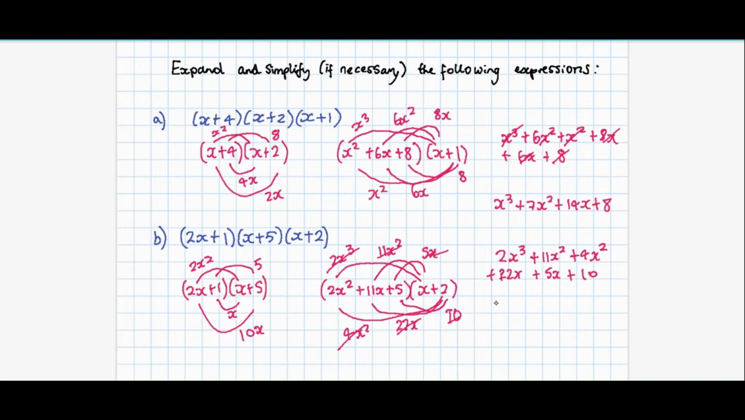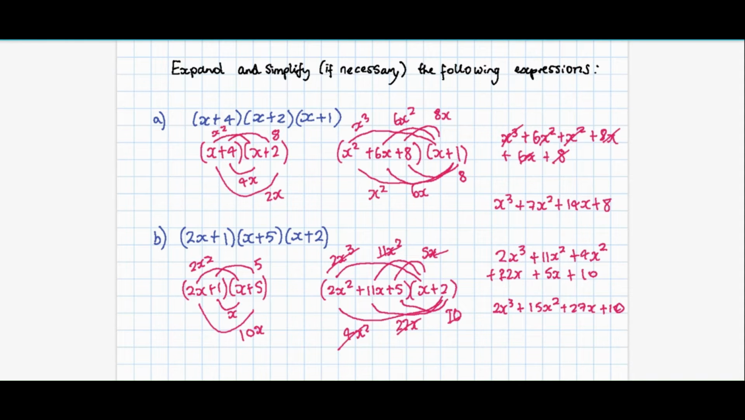So now we do 2x cubed, which is 2x cubed, plus, and then 11x squared plus 4x squared, which is going to be 15x squared. And then 22x plus 5x, which is going to be 27x, and then plus 10. And that's your final answer there.